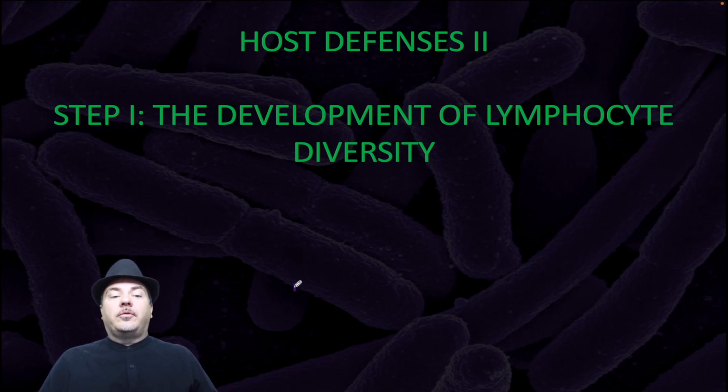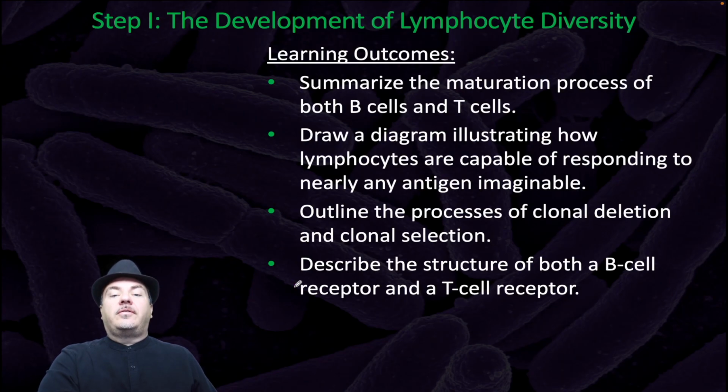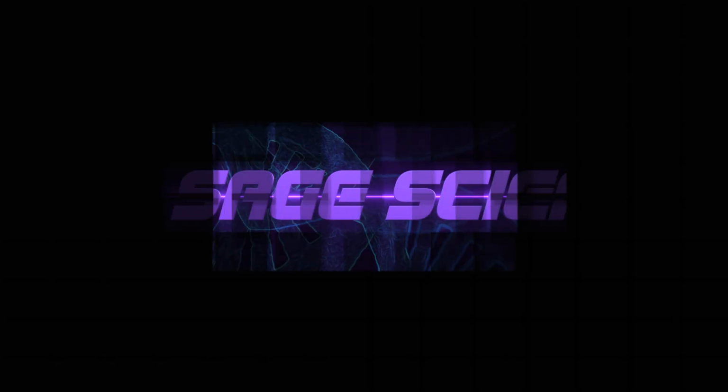In this video, we're going to discuss the development of lymphocyte diversity. By the end of this video, you should be able to summarize the maturation process of both B cells and T cells, draw a diagram illustrating how lymphocytes are capable of responding to nearly any antigen imaginable, outline the process of clonal deletion and clonal selection, and describe the structure of both B cell receptor and T cell receptor.